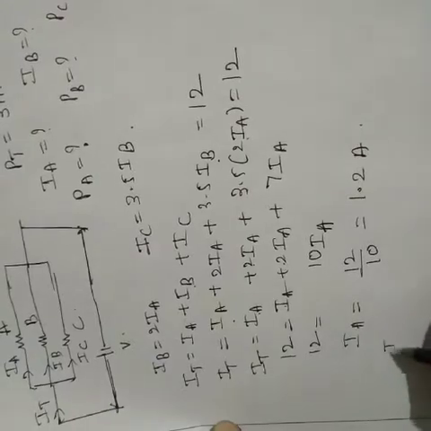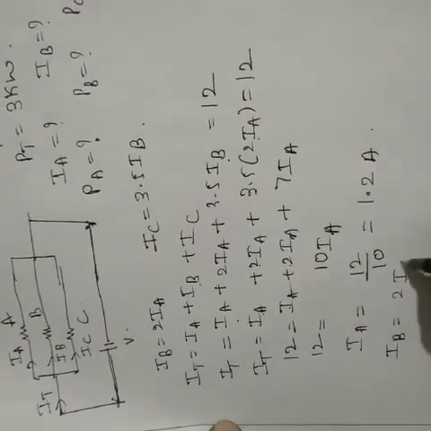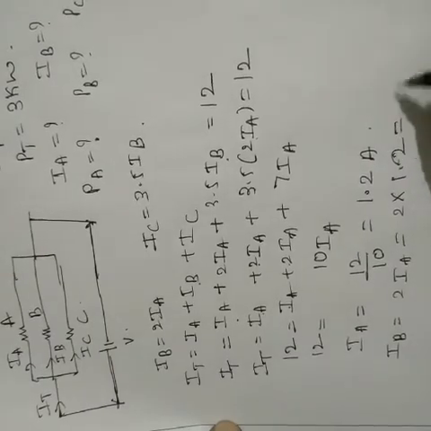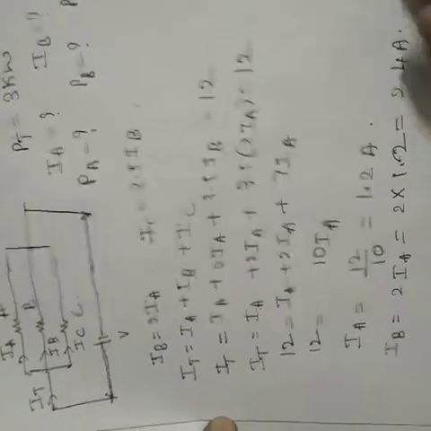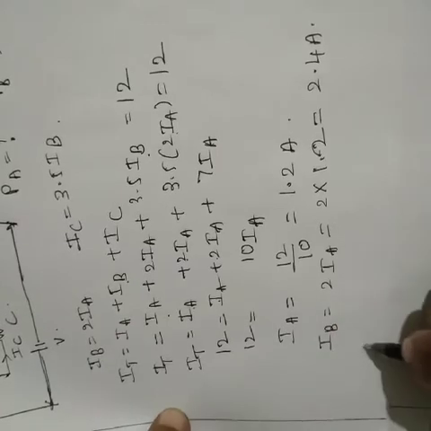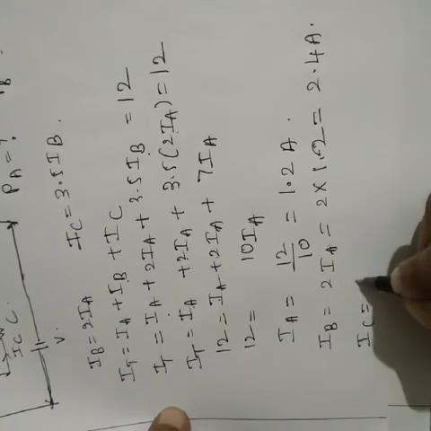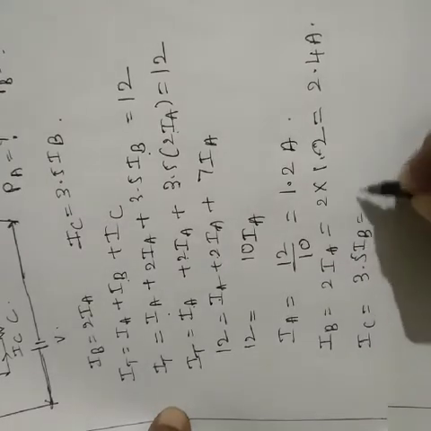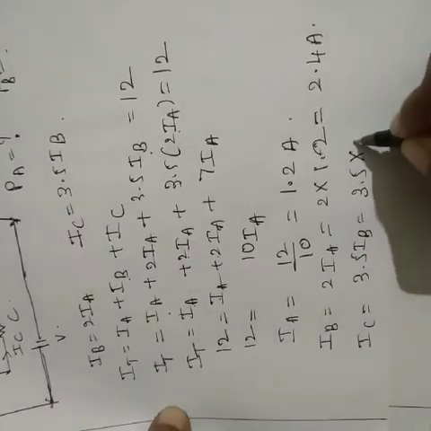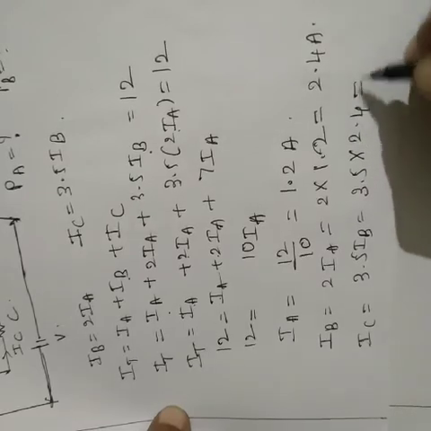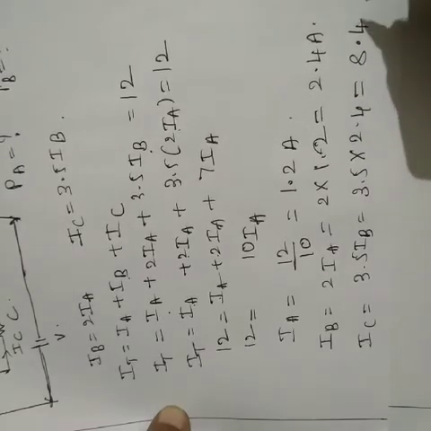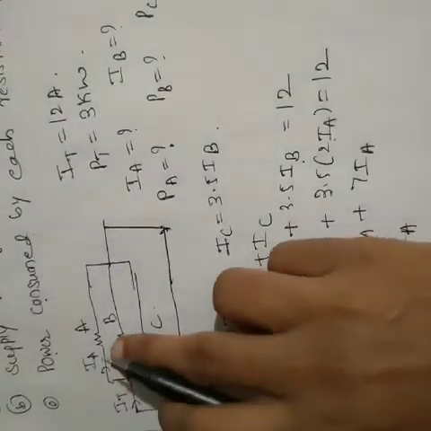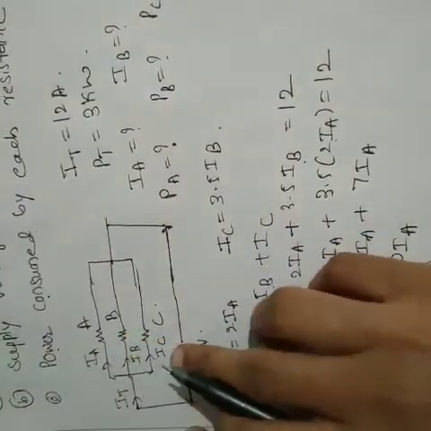Then IB is equal to 2 into IA, 2 into 1.2 is equal to 2.4 ampere. This is the second branch current. Then third, IC is equal to 3.5 into IB, 3.5 into 2.4, multiplying, you are getting 8.4 ampere. I solved the three branch currents, IA, IB, then IC.